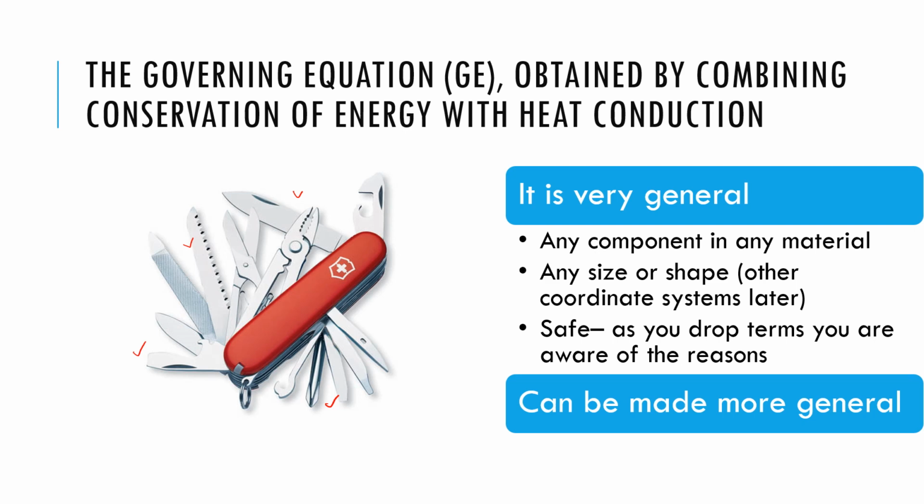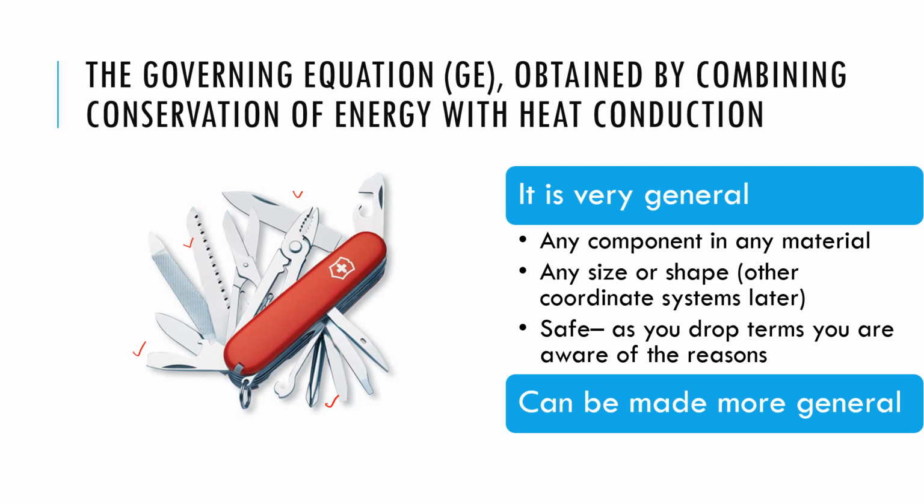So we realize that we didn't assume any particular type of food or non-food or anything. So it's very general. As long as it's a dilute species and there is diffusion, there is flow, we can use that equation. It's very, very general. So we can use that for any component in any material. We can use that for any size or shape.